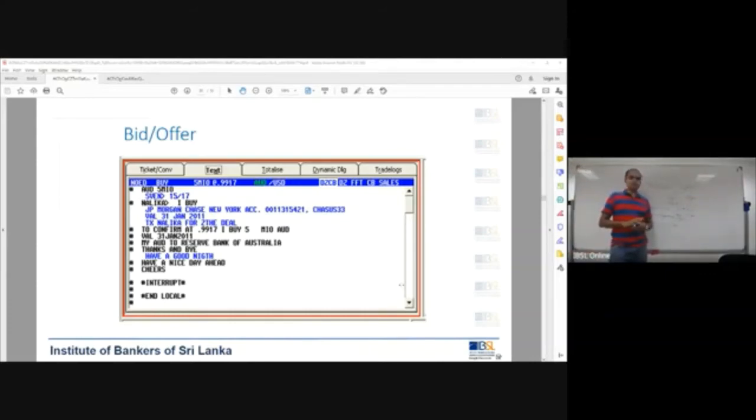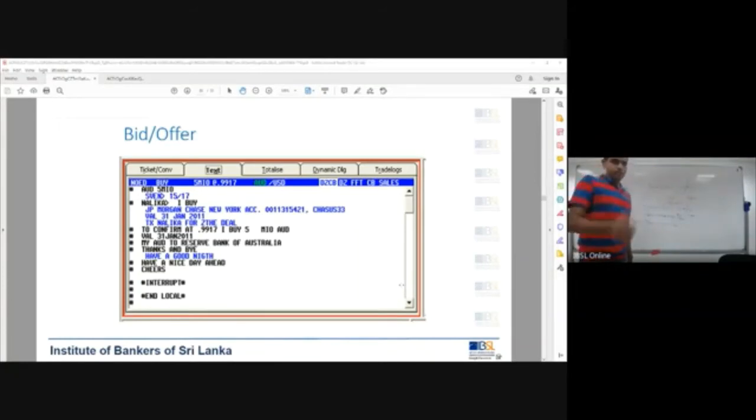She buys 5 million Aussie dollars at a price of 99.17. Then the value date is 31st January. So she's buying Aussie dollars, which means she has to give her Aussie dollar instructions, given as Reserve Bank of Australia. That's it. This takes less than 10 seconds.